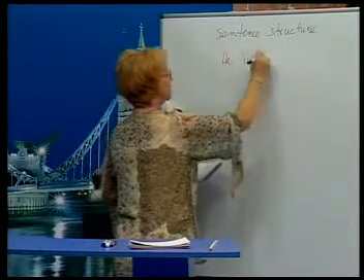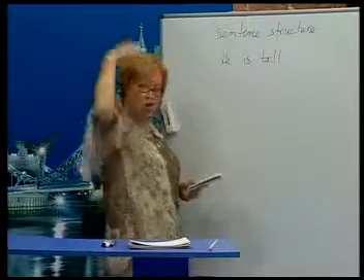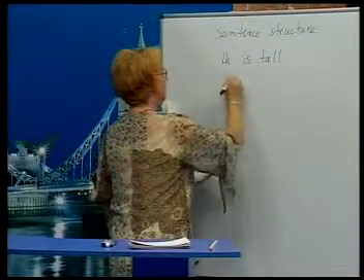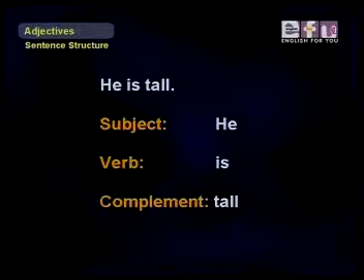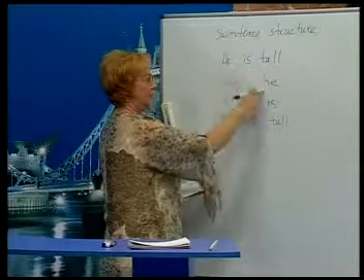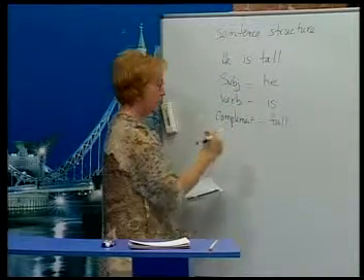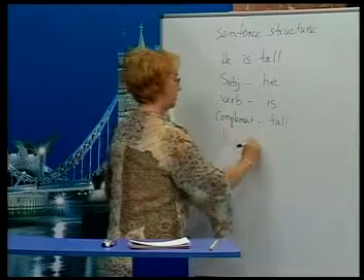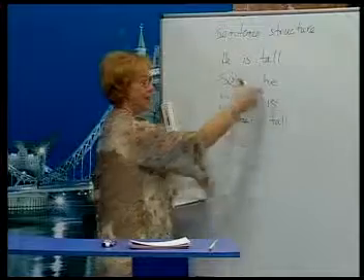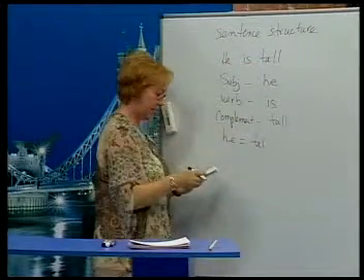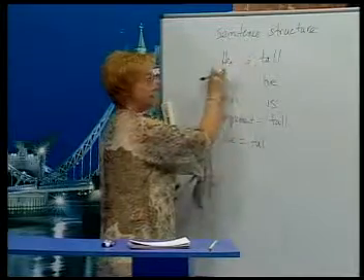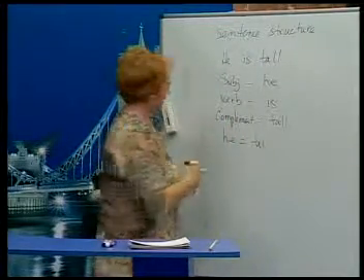He is tall. The subject, he. Verb, is, and the complement, tall. He is tall. Now again, this means he is tall. Same. Okay? Now, tall completes the noun. Now let's practice.